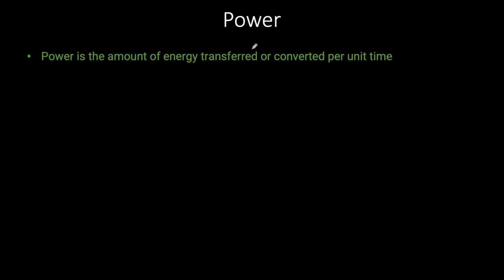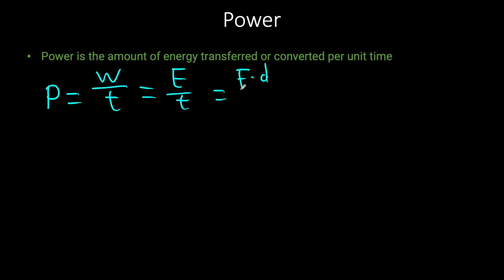So now we are going to talk about power. Power is the amount of energy transferred per unit time. So power is represented by the letter P, which is equal to the amount of work done during a unit of time, which is equal to energy over time. Work is equal to F times displacement, over time. We know displacement over time is equal to velocity. So power is equal to force times velocity.